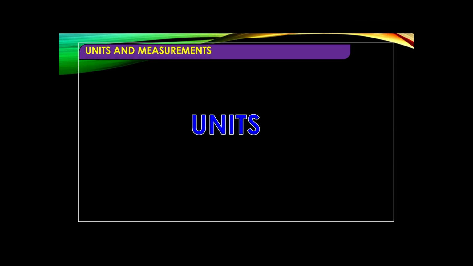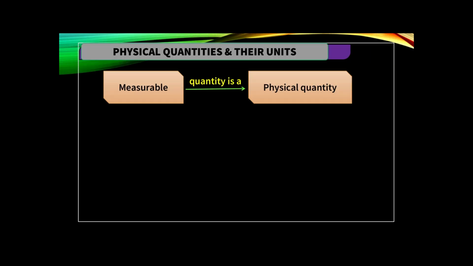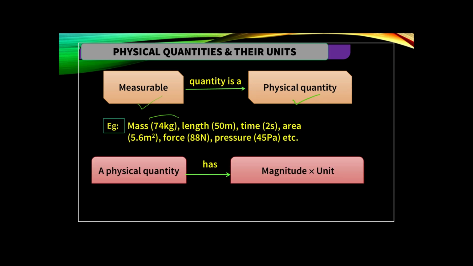We move on to different types of physical quantities and their unit. What is a physical quantity? Any quantity that can be measured, we call it a physical quantity. All physical quantities have a number and a unit. 50 is the number, meter is the unit. 2 is the number, second the unit.